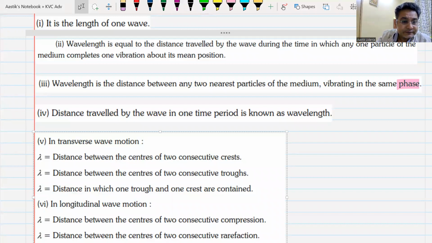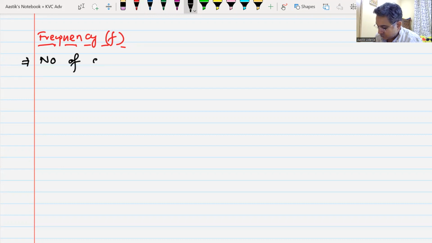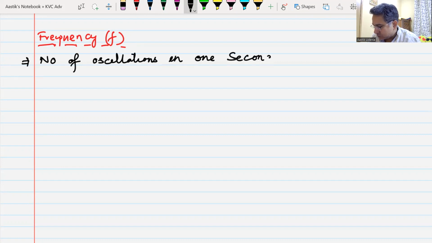Frequency is the next term. So what is this? Number of oscillations in 1 second. How many oscillations it is doing in 1 second? It is denoted by the letter F, frequency.